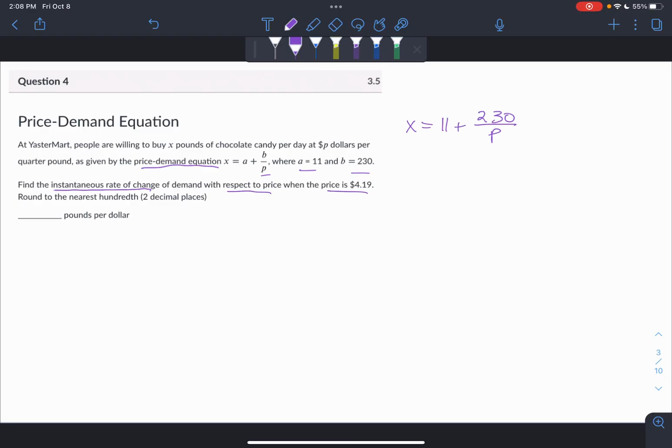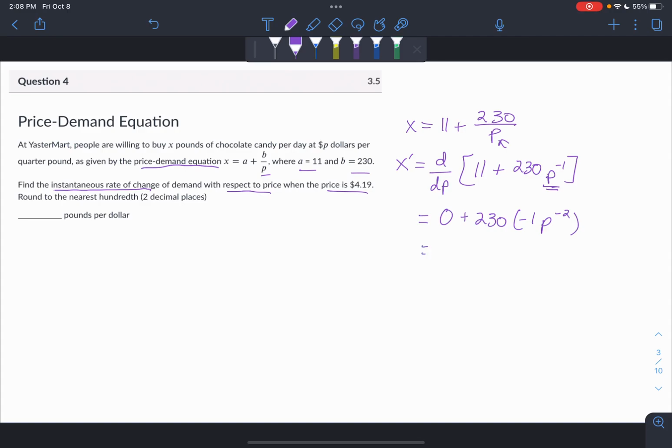So we want to find the instantaneous rate of change. So that's going to be our derivative. And this is going to be the derivative with respect to price, which is our p variable, of 11 plus 230 over p. I'm going to rewrite this p as p to the negative 1 power. And so let's take the derivative. The derivative of 11 is just 0 plus 230. We can pull that constant out and just take the derivative of p to the negative 1. Go ahead and use that power rule that we've learned about in this chapter.